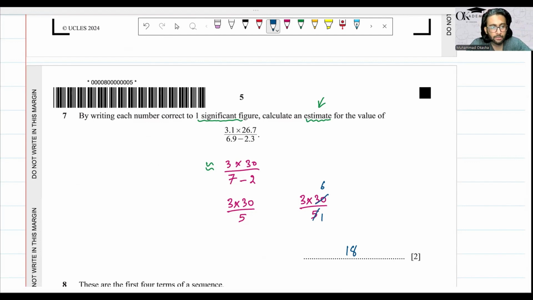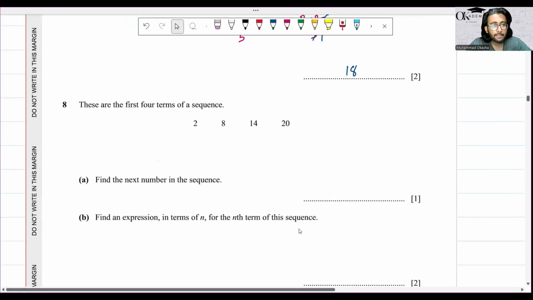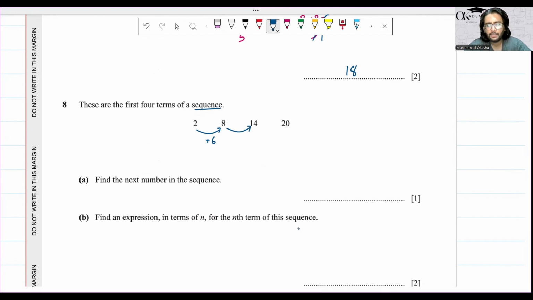These are the first 4 terms of a sequence. So we're given a sequence. Even as a student doing this paper, if I see a sequence, I will spend the next minute figuring out what the sequence is. Going from here to here, I think this is plus 6. Going from here to here, 8, 9, 10, 11, 12, 13, 14, I think this is also plus 6. So this is also plus 6. Definitely an arithmetic sequence.